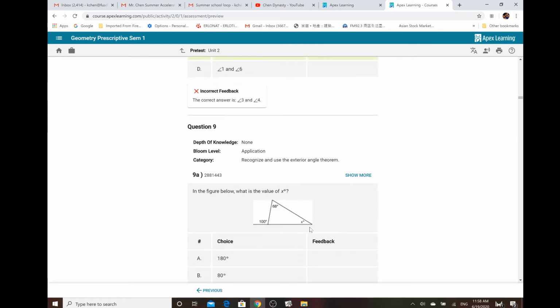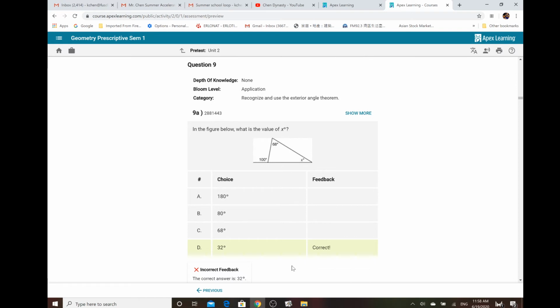Number 9a: in the figure below, what is the value of x? For this one we need to use the remote interior angle theorem. 100 degrees is the same as the measure of angle x plus 68. To find x, subtract 68 from 100 degrees. The answer would be 32. Again, the remote interior angles of 100 degrees are angle x and 68, so 68 plus x equals 100, and then you solve for x.